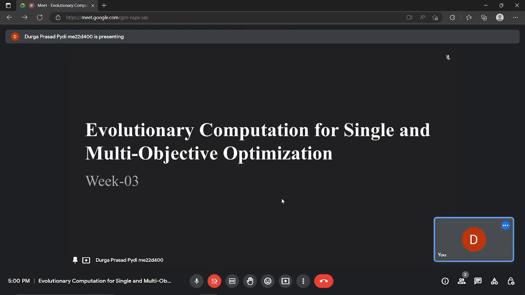This is our week 3 live session for the Evolutionary Computation for Single and Multi-Objective Optimization NPTEL lecture. Over the last few weeks, we have discussed what optimization is, and we also learned how to implement it in terms of binary coded genetic algorithm. We'll have a quick recap of last week's session.